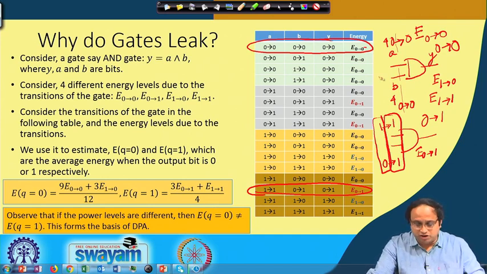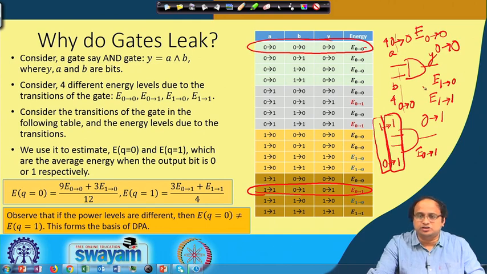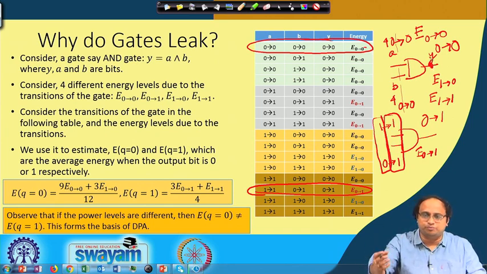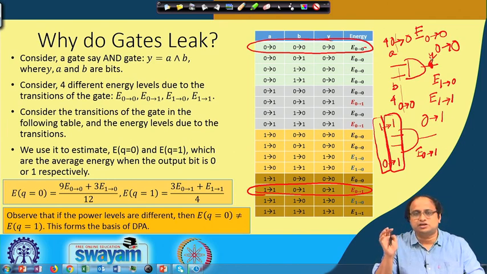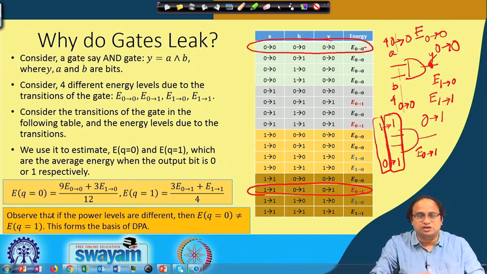Now what we try to do is calculate the average energy when the output is 0 and the average energy when the output is 1. If you remember, in the difference of means we try to do exactly the same: find the average energy consumption in both cases, for when the output gets computed as 0 and when it gets computed as 1. So we find E(Q=0) and E(Q=1).